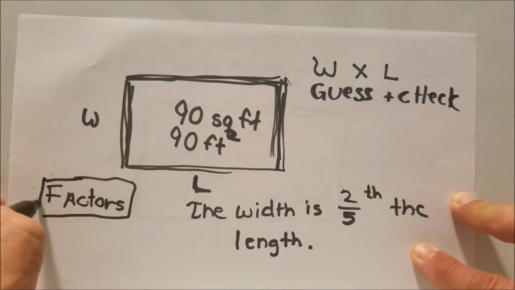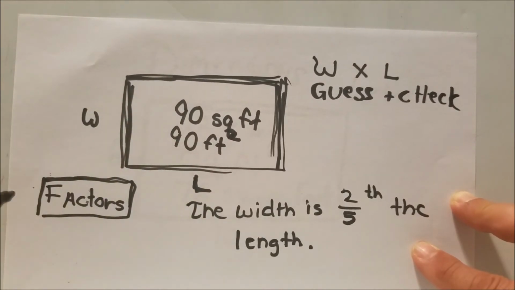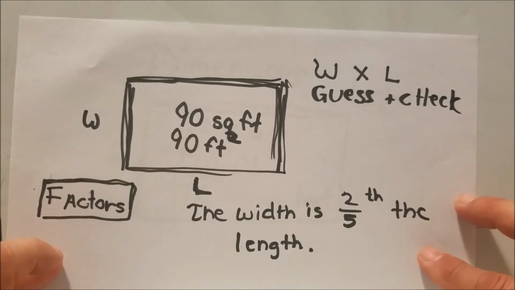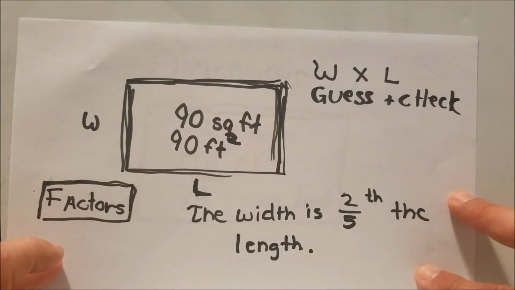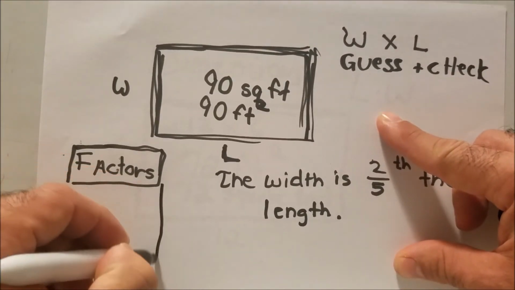Right? Factors are numbers that when multiplied give you the product. In this case, the product is 90. The answer is 90. So we need to list all the factors of 90. What two numbers will give us 90? So we can make a list. So I'll lift this up here. Make a little box.